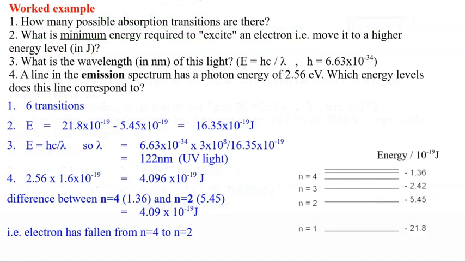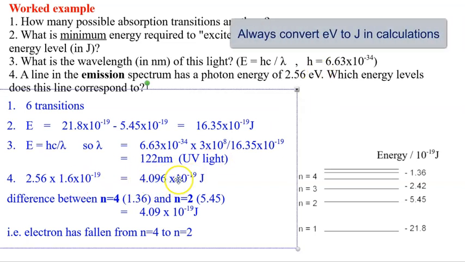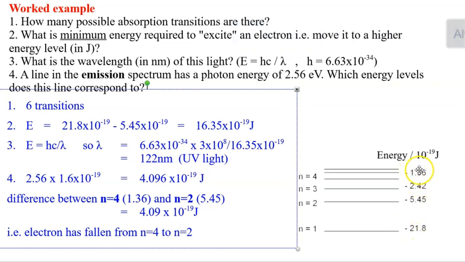So the final question, part 4, is a little bit more like an exam question. So we're told we have a photon energy of 2.56 eV. The first thing we need to do is to convert that into joules, so we multiply by 1.6 × 10^-19. And then we need to look at the options here, and by a process of trial and error, work out which of these differences, so is it 1 to 2 or 1 to 3 or 1 to 4, will give us a value of 4 × 10^-19.